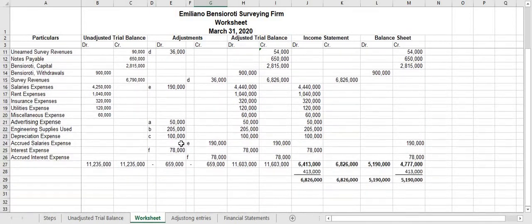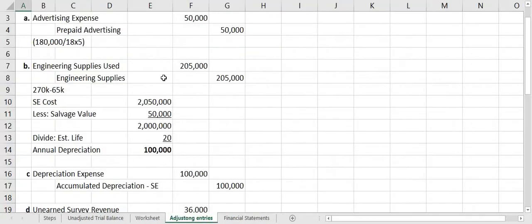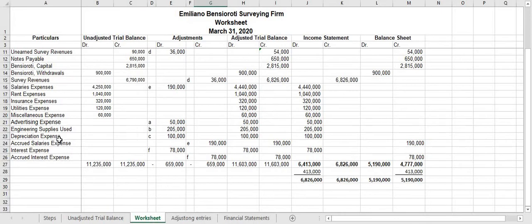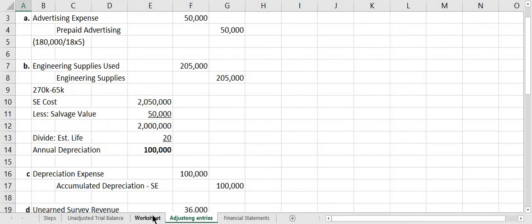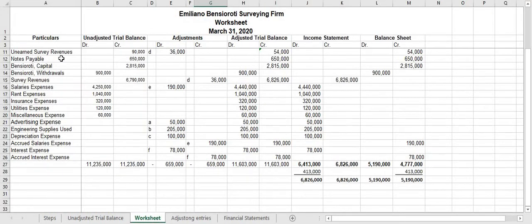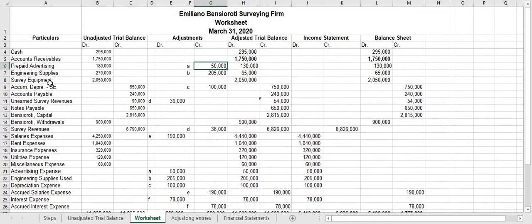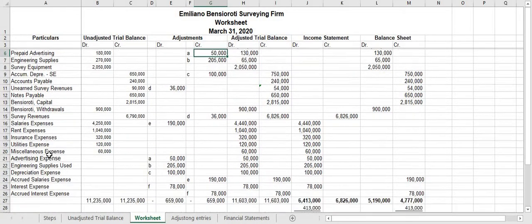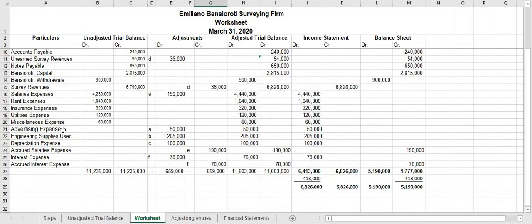And also, in doing adjusting entries, when you transfer, if you do not find an account title from the adjusting entries that you prepared in the unadjusted trial balance, you just have to add the said account title below the last account in your unadjusted trial balance. So, add it here, and then you plot the adjustments here.